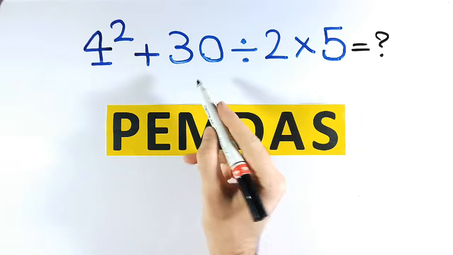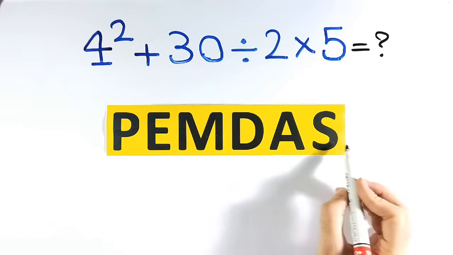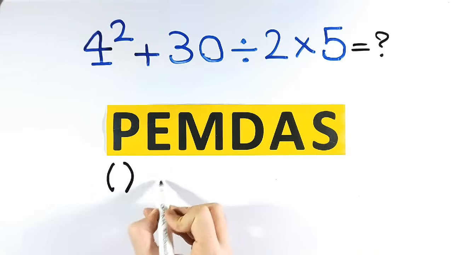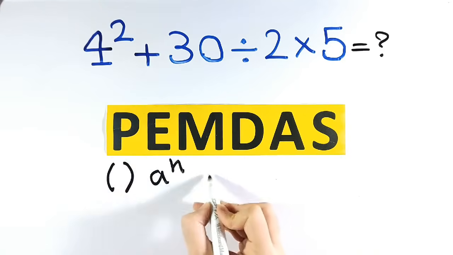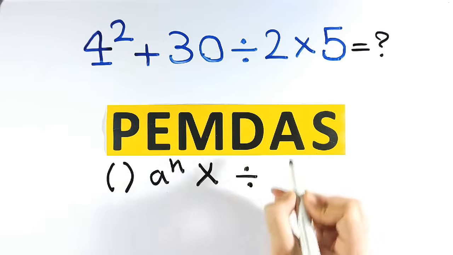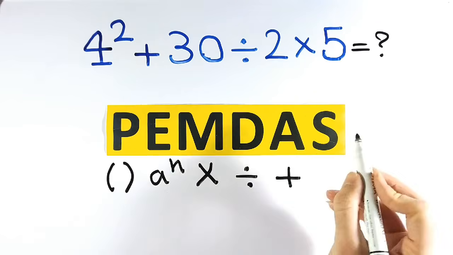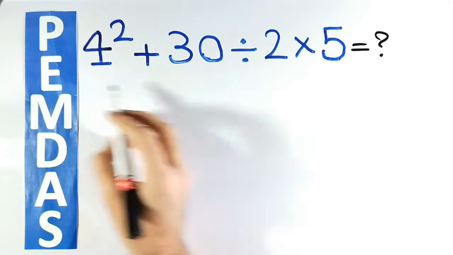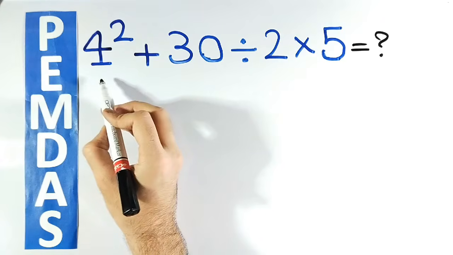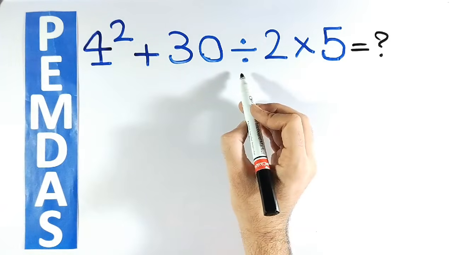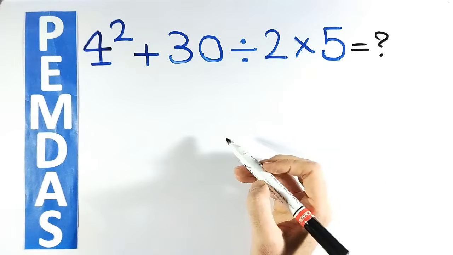To solve this question, we must follow a rule that is called PEMDAS. In this rule, P stands for parentheses, E stands for exponent, M stands for multiplication, D stands for division, A stands for addition, and S stands for subtraction. As you can see on the screen, in this expression, first we have an exponent, then an addition sign, followed by a division, and finally a multiplication.